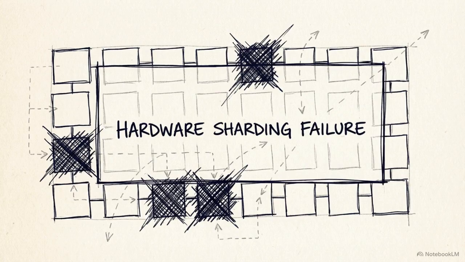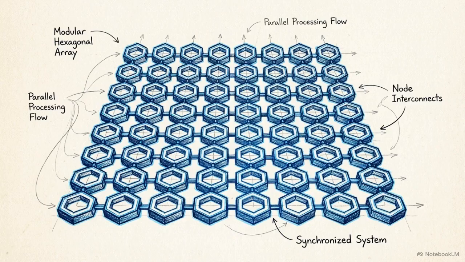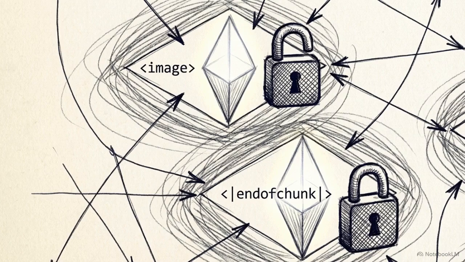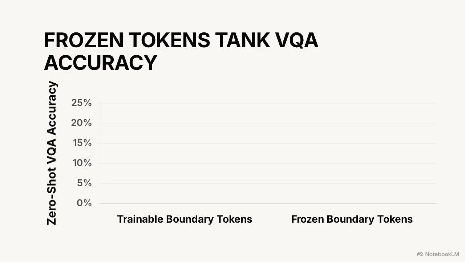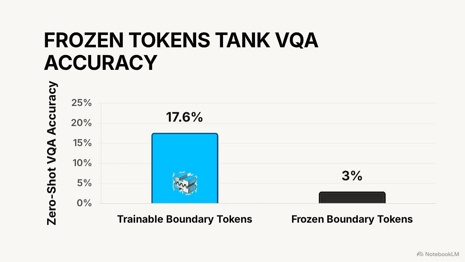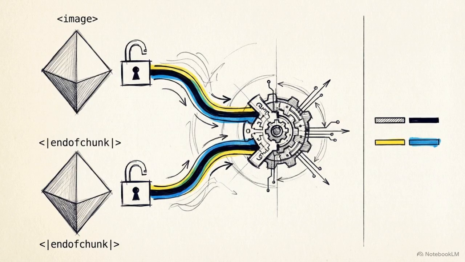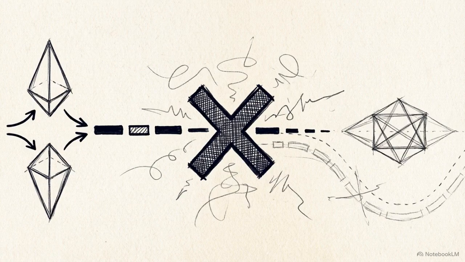This dynamic encountered a hardware hurdle when scaling the 4 billion parameter model using the RedPajama backbone. To distribute the model across 64 GPUs, the team used fully sharded data parallel. However, severe technical complications with this parallel strategy forced the engineers to freeze the randomly initialized image and end-of-chunk boundary embeddings. Freezing these boundary tokens triggered a 12.1% accuracy drop in zero-shot visual question answering. Trainable boundary embeddings are required for the model to function. Sacrificing these weights for hardware efficiency breaks the model's ability to reason about the interleaved sequence.